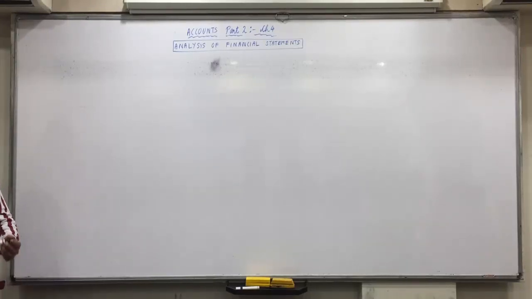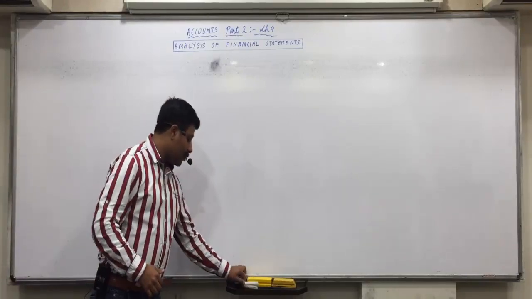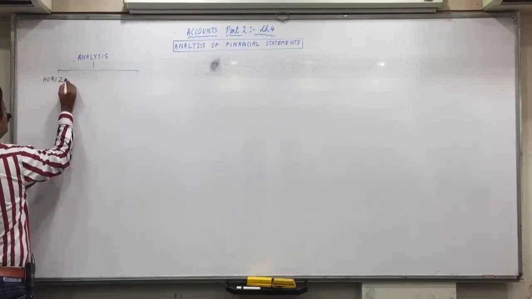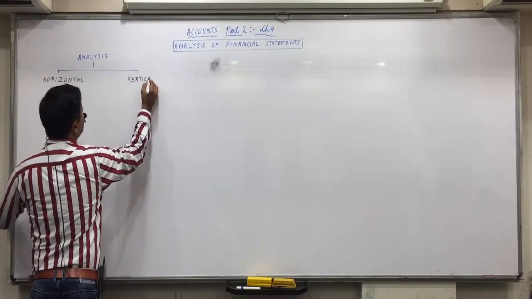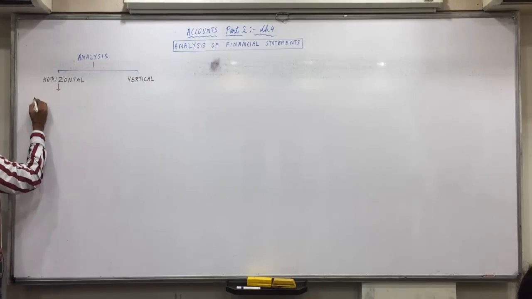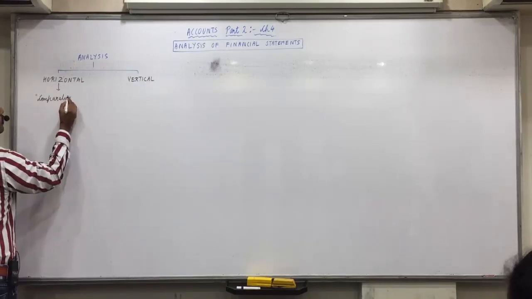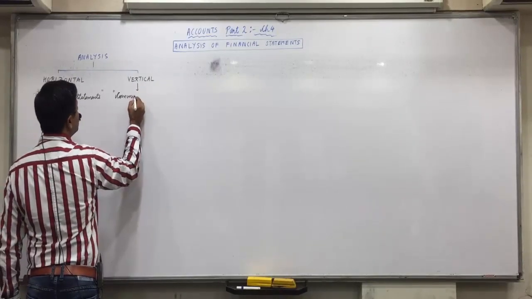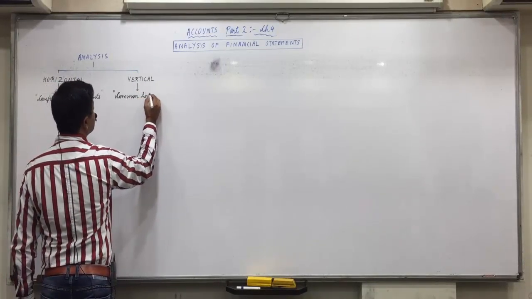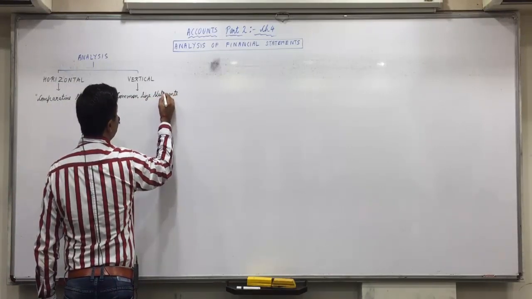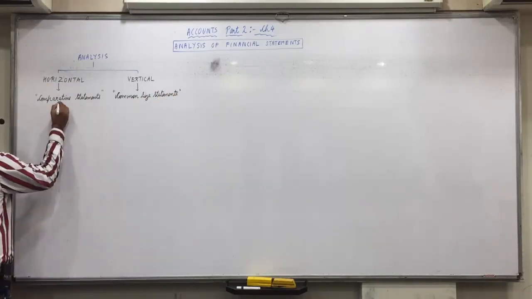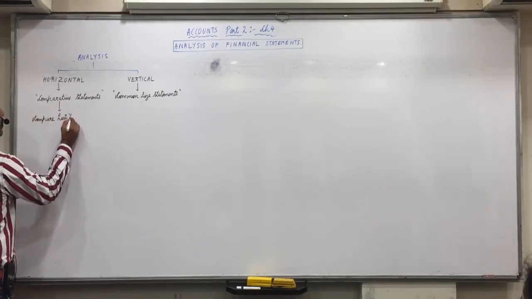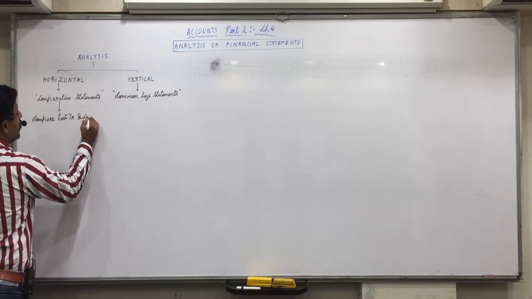Did everyone understand this? So you can write it along with me. Right now, analysis is of two types. One is horizontal, the other is vertical. Horizontal analysis is called comparative statements. Vertical analysis is called common size statements. Now, in a comparative statement, we simply compare last year and current year.